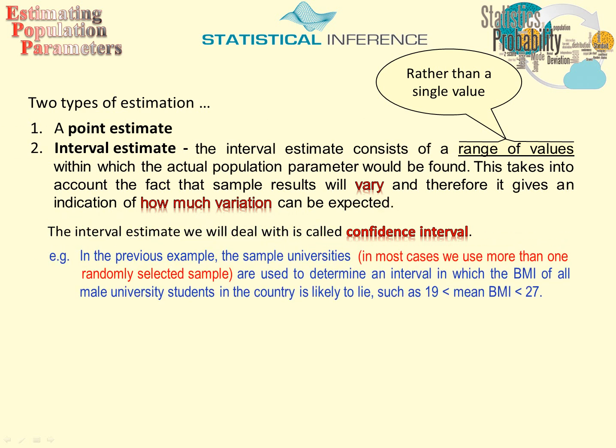In the previous example, the sample universities are used to determine the interval in which the BMI is likely to lie. So we might say, well, the mean BMI of male university students between those ages, the probability that it falls between 19 and 27 is 95%.